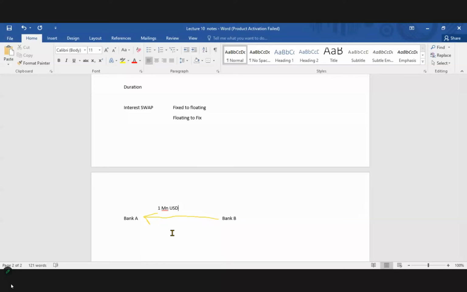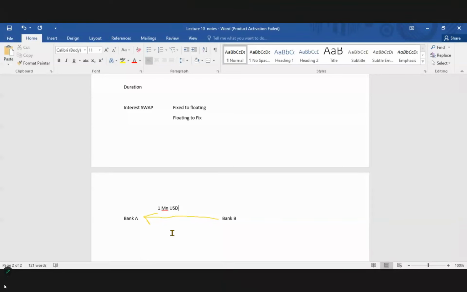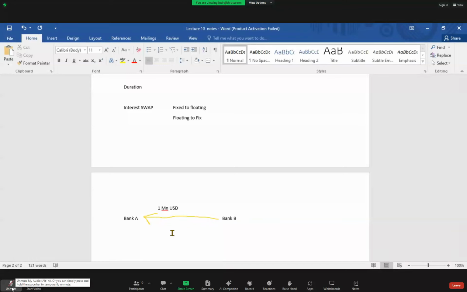Now in this transaction, do you notice that there are two settlements that have to happen? What is the first settlement? Bank B giving the money to Bank A. But there is another transaction here, right? What is the other transaction that happens here? Or what is the other transfer that happens here?